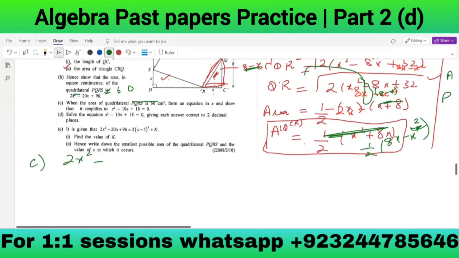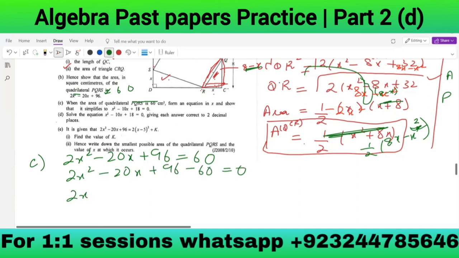2x square minus 20x plus 96 should be equal to 60 according to part C. So it's 2x square minus 20x plus 96 minus 60, which is equal to 0. So 2x square minus 20x plus 36 is equal to 0. We will take 2 common. Can you simplify, or do we just need to write the equation? Yes, we need to write the equation, so we get that equation.